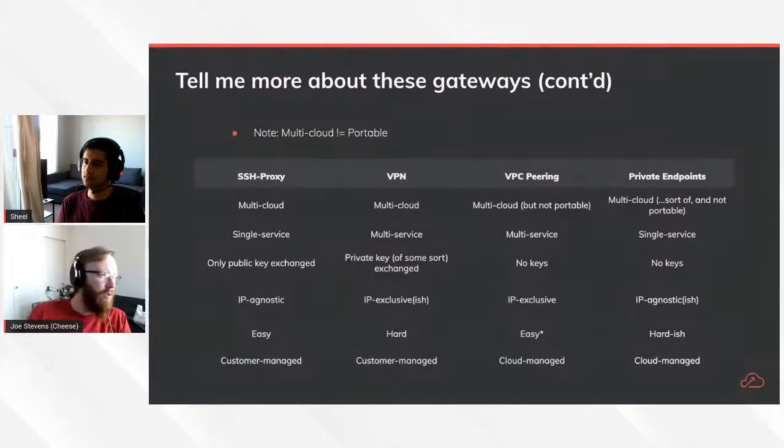There are no keys that are exchanged, which is nice. You just have to basically present a VPC peering request and then accept it on the other side. But yeah, it is IP exclusive. So if someone wants to do VPC peering and you have the same IP range or an overlapping IP range, you do need to rebuild. It's relatively easy. Once you get it set up, it pretty much just sits there and just works. It is cloud managed, which means that it is basically no ops. It just goes.